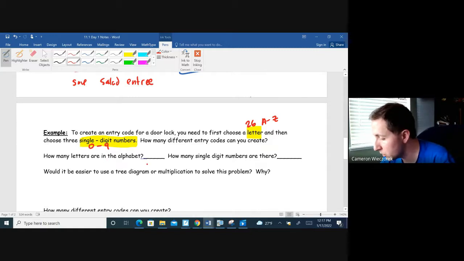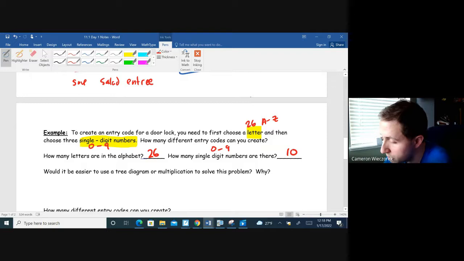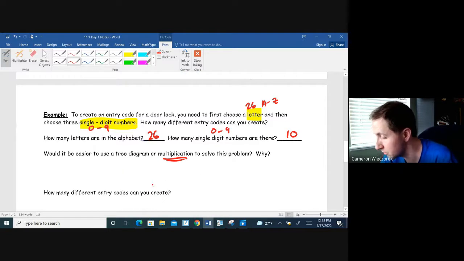We want to know how many codes are possible. We have 4 blanks to fill here. We have 1 letter, and then we have 3 numbers. So 26 letters in the alphabet, and we've got 10 possible single-digit numbers, again, 0 through 9. What would be easier, a tree diagram or multiplication? Definitely multiplication in this case, because you can see with 26 letters in the alphabet, that is going to be a crazy tree diagram. That's going to just be so confusing to look at.